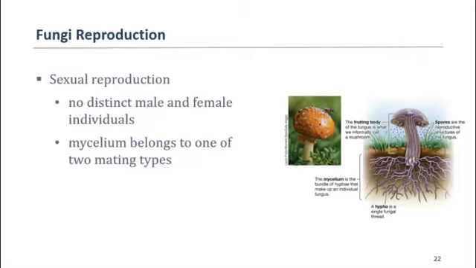Usually the fruiting body is the mushroom that pops up above ground, and that's only when it's going through reproduction. Then it will release spores, and those spores a lot of times are spread by the wind to other areas where new mushrooms can then pop up.